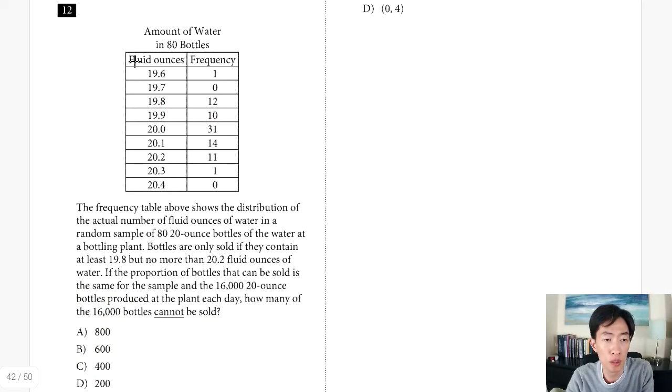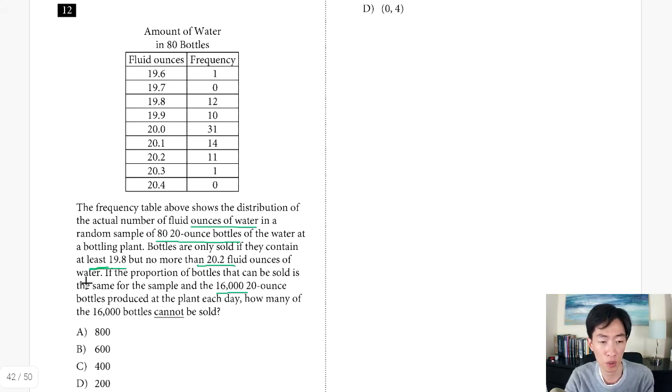Question 12, it says amount of water in 80 bottles. So let's read it. The frequency table above shows the distribution of the actual number of fluid ounces of water in a random sample of 80 20-ounce bottles of the water at a bottling plant. Bottles are only sold if they contain at least 19.8 but no more than 20.2 fluid ounces of water. If the proportion of bottles that can be sold is the same for the sample and for the 16,000 20-ounce bottles produced at the plant each day, how many of the 16,000 bottles cannot be sold?